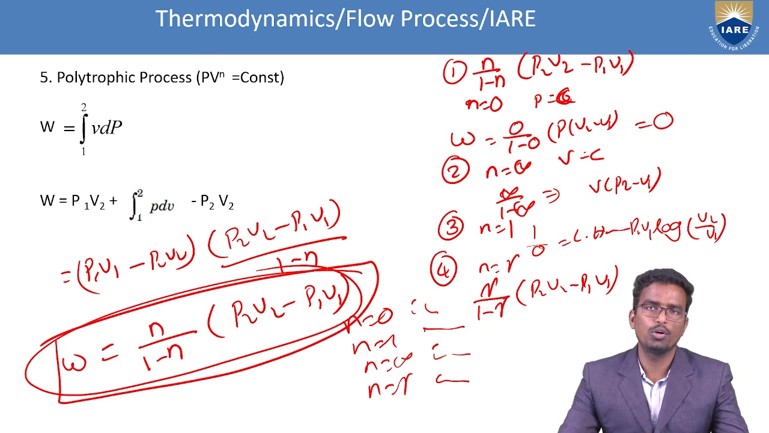This is all about the work done equation for the 5 different conditions for both flow and non-flow process, right? By this we can understand the importance of work, and depending on the pressure and volume conditions, we can easily find the work done on that system, right?